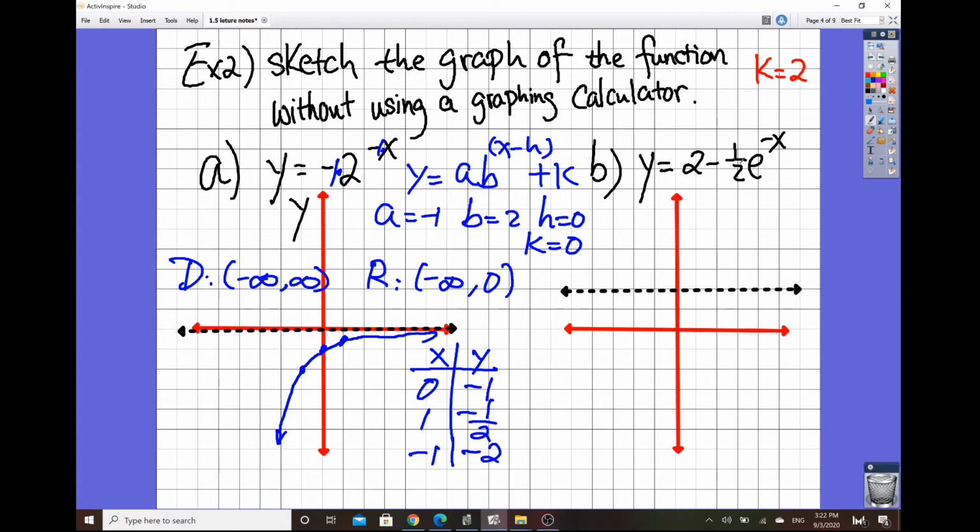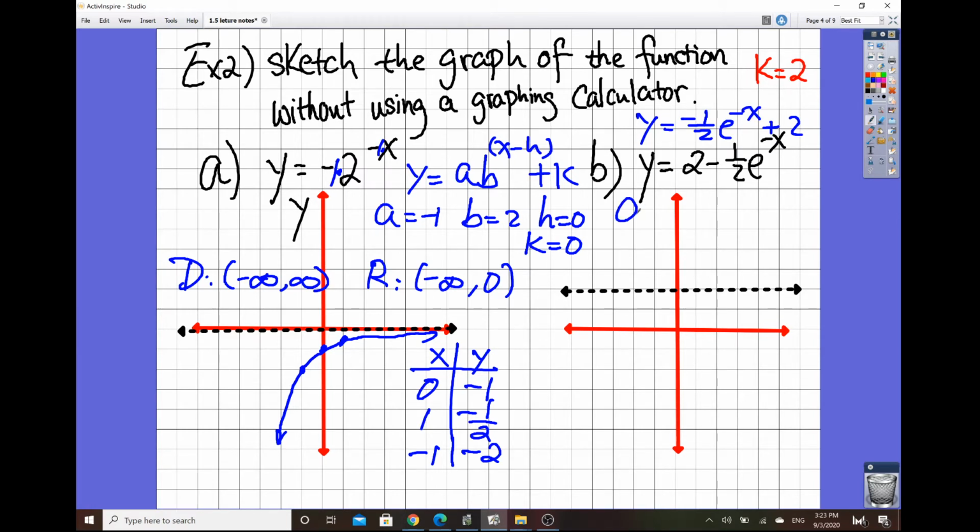Now, let's check out the other one here. This one might be a little bit confusing. The constant, we started with the constant first, so we can always swap those terms. So this one, we can always start with y equals the coefficient, negative 1/2, e to the power of negative x, and then plus 2.